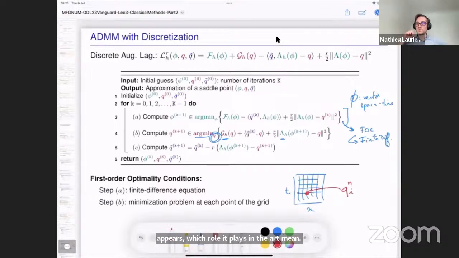It does not interact with the other points on the grid, which means that you need to solve one optimization problem for each point of the grid. So it's a large number of optimization problems, but it's better than one optimization problem in very high dimension. It's easier to solve. In particular, you can parallelize the computations.